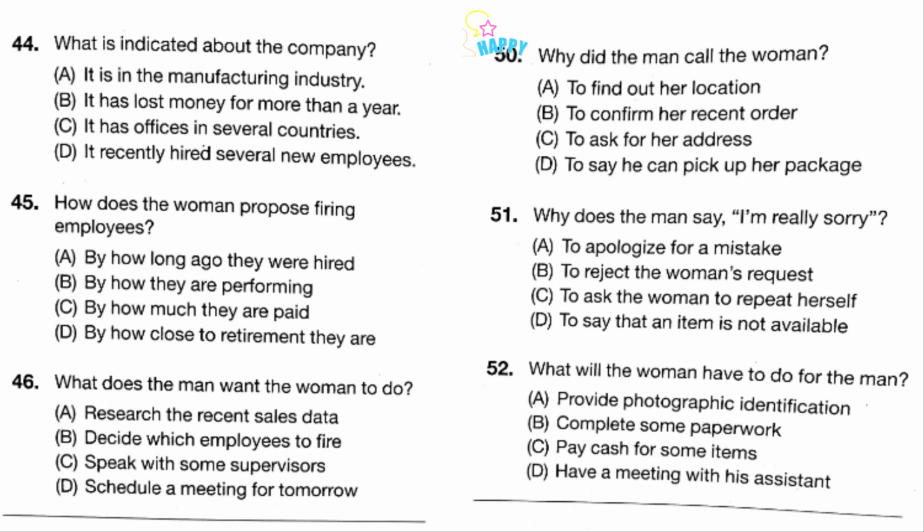No, some of our best workers started in the past year or two. Talk to the head of each department and find out who the poor performers are. All right. I'll send out an email today and make sure the list is on your desk first thing tomorrow morning. Number 44. What is indicated about the company? Number 45. How does the woman propose firing employees? Number 46. What does the man want the woman to do?